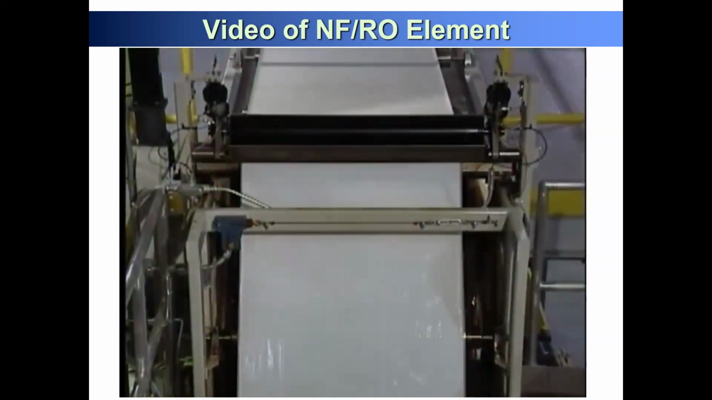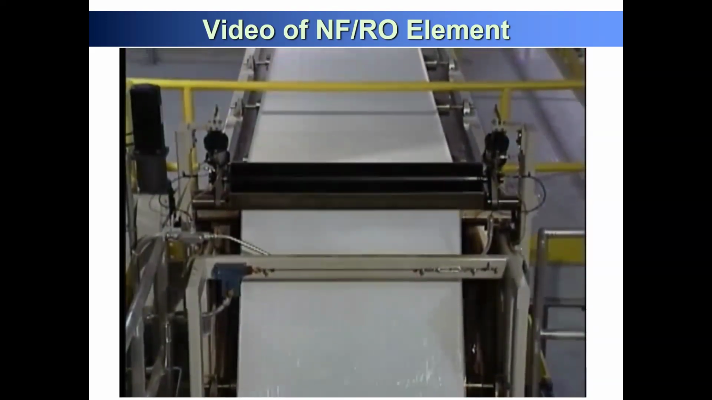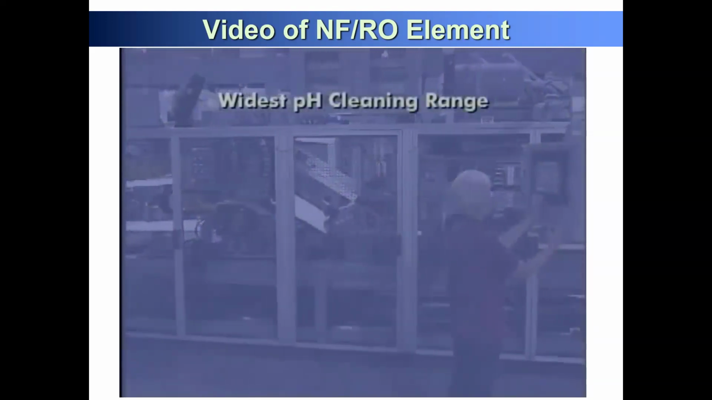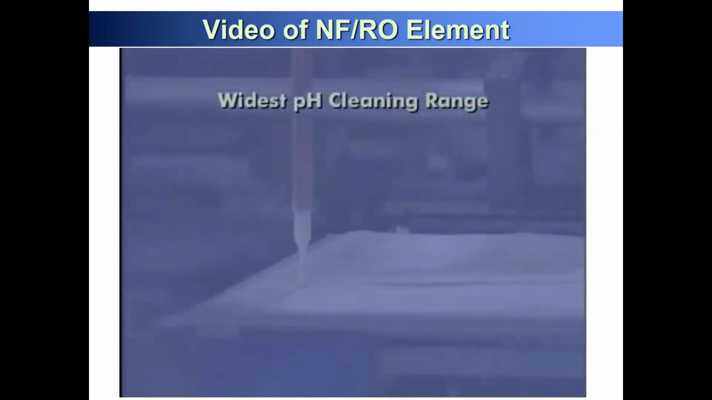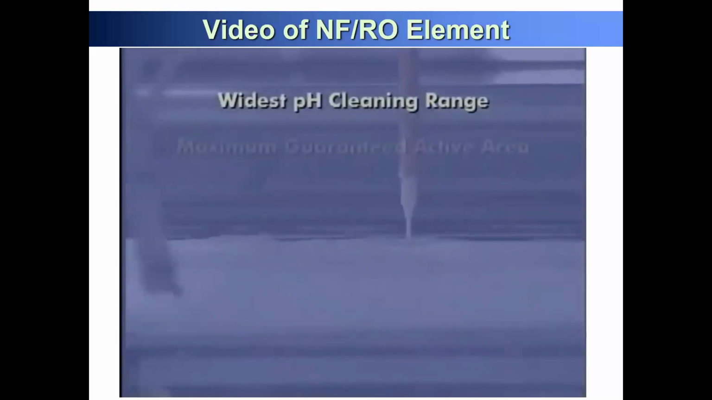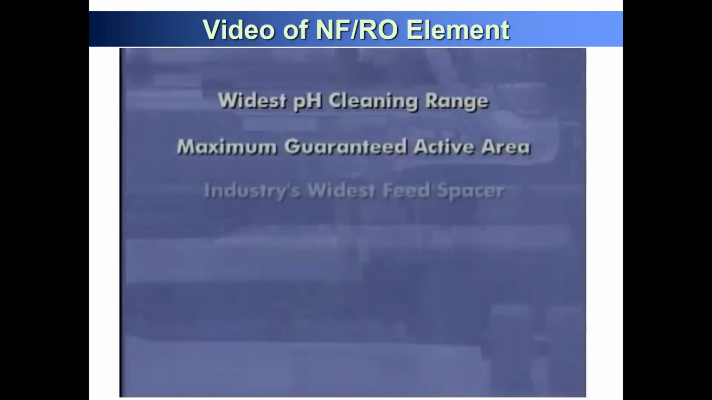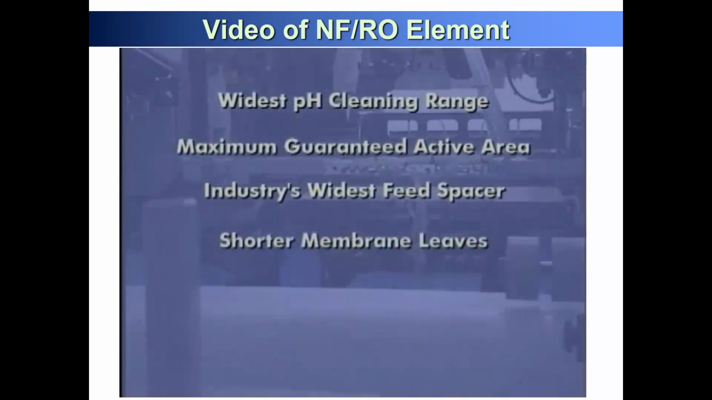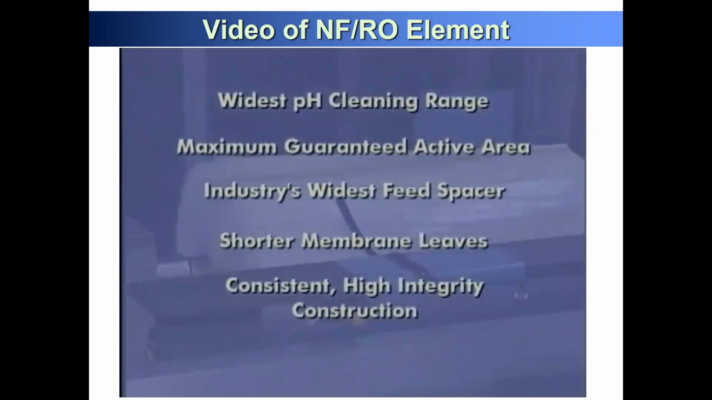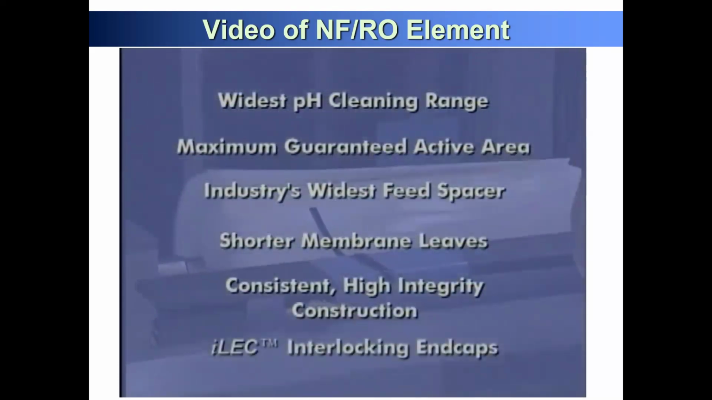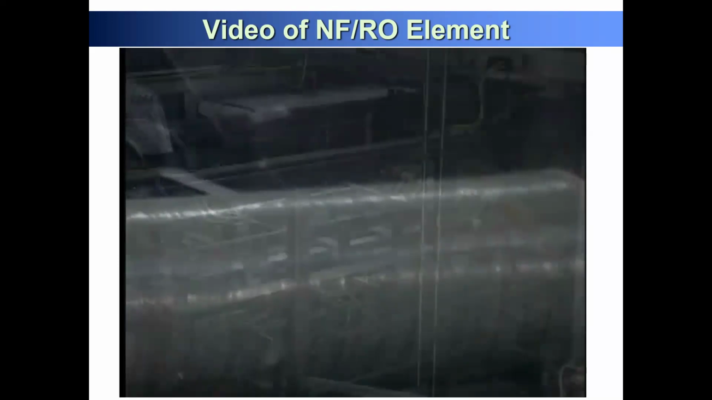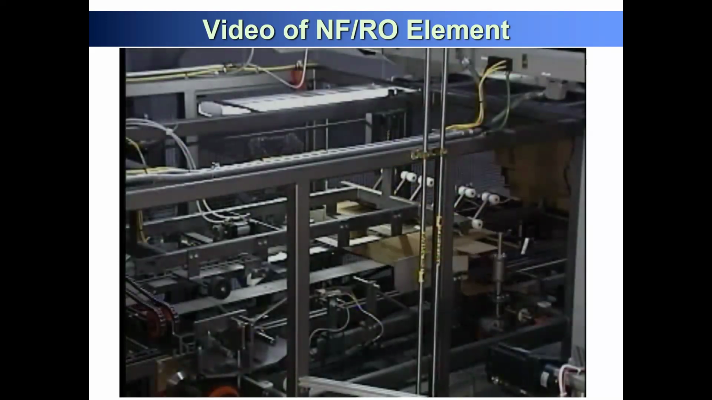Our technology enables a robust, consistent, defect-free membrane with the industry's widest pH cleaning range. Automated precision fabrication enables elements with maximum guaranteed active area, the industry's widest feed spacer, shorter membrane beams, consistent high-integrity construction, and eyelet interlocking end caps. Collectively, these features enable consistent, reliable performance of RO systems with reduced system capital and operating costs.